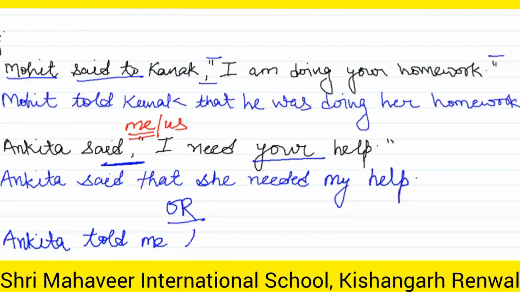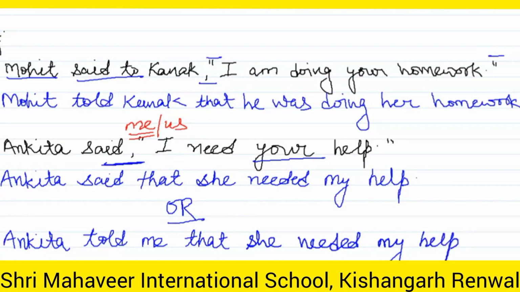So Ankita told me that she needed your help. This happens only in that case where we need to assume the objective case pronoun. And the only thing which we assume is me or us. In most of the cases, we use me. I hope you understood that. Whenever it is required, only then we assume. Suppose this sentence is I need help, then we do not require me or us, right? It will be simply changed. Ankita said that she needed help. Correct. But over here we required it. That is why we assumed me as an object of the sentence, right? So we can solve such examples in this manner.